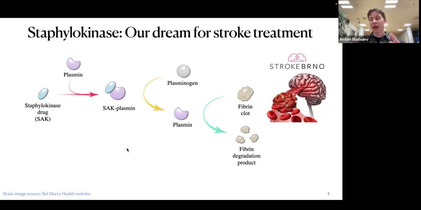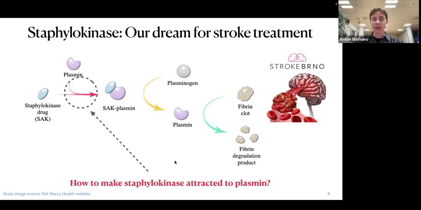And this mechanism has been very well studied for many years, and staphylokinase is known to be much cheaper and also safer than state-of-the-art thrombolytics. But it has an issue, and the issue is that staphylokinase doesn't really want to interact with plasmin as much as we want. And it's exactly our goal to make staphylokinase somehow more attracted to plasmin, to achieve more effective thrombolysis. And before I proceed to our approach to this problem, let's first discuss what proteins actually are.